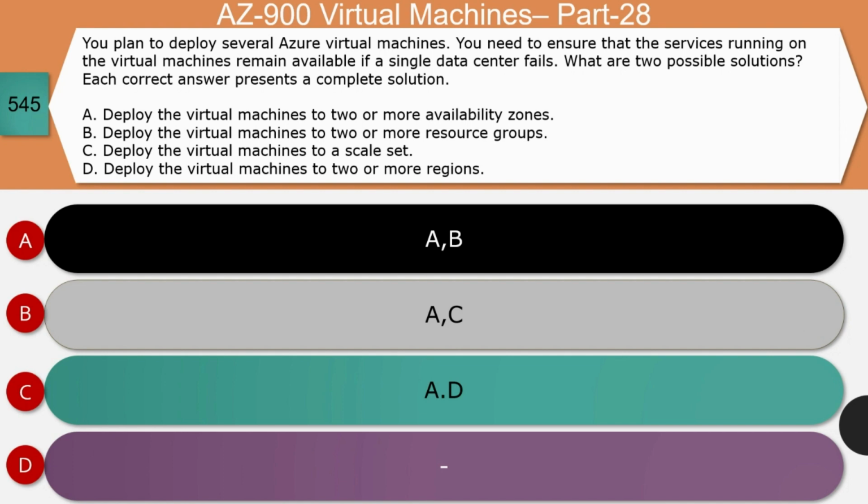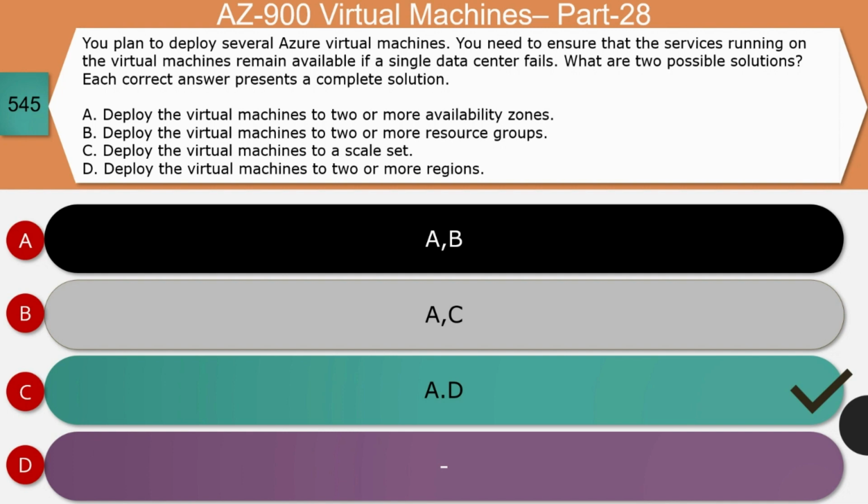Next question. You plan to deploy several Azure virtual machines. You need to ensure that the services running on the virtual machines remain available if a single data center fails. What are the two possible solutions? Each correct answer presents a complete solution. You need to choose any one between A and D. Option A, deploy the virtual machine in two or more availability zones. Option B, deploy the VM in two or more resource groups. Option C, deploy the VM in a scale set. Option D, deploy the VM in two or more regions. The right answer for this question is option C.